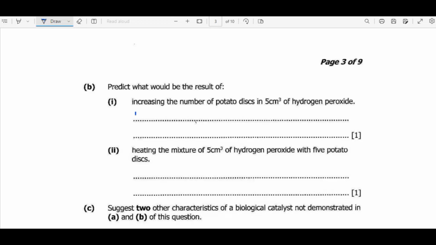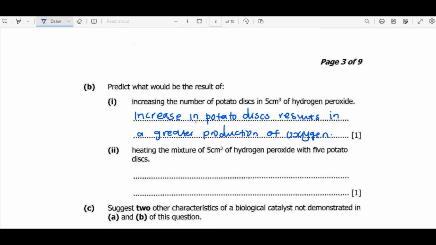So we'll say increase in potato disc results in a greater production of oxygen.